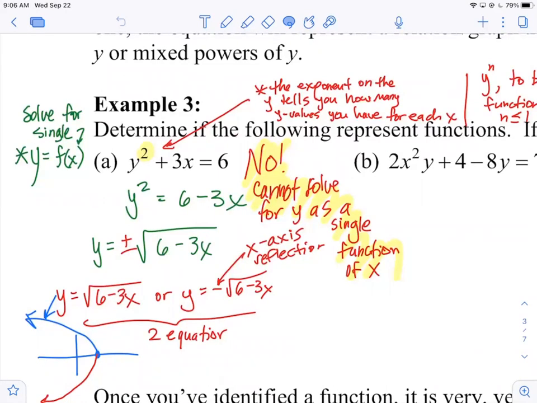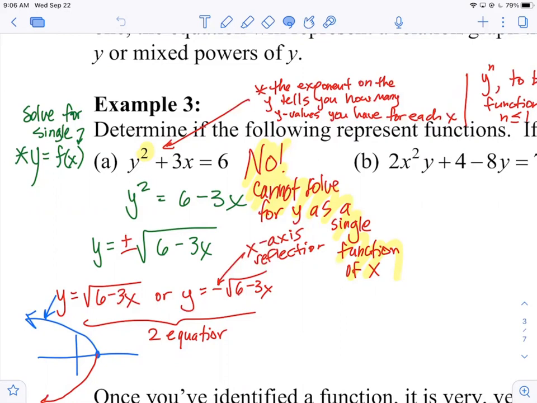So on part A, we almost did that. We got y equals the square root of 6 minus 3x, which would be y as a function of x. The only thing is, remember, when you take the even root, square root, fourth root, you have to consider both plus and minus. And that gives you two separate graphs, which would reflect one across the x-axis and fail the vertical line test. So it didn't happen.